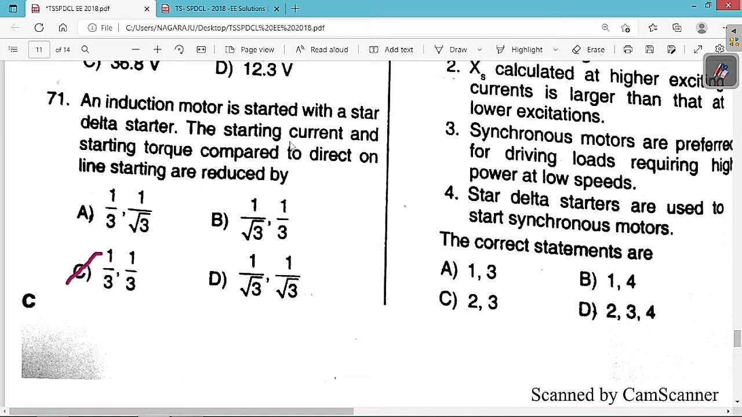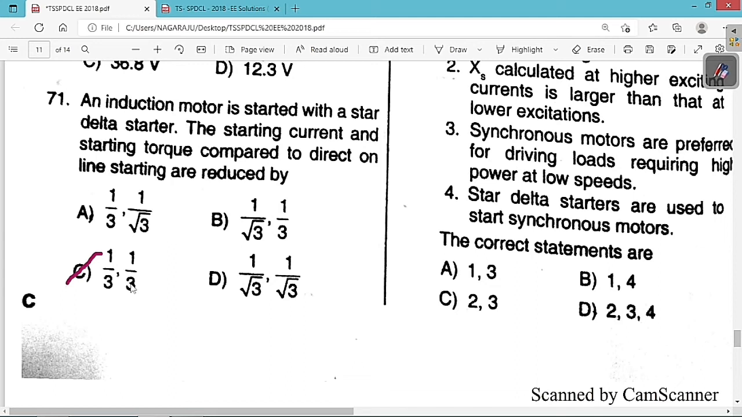So the starting current in star connection is always equal to 1 by 3 times the starting current of delta connection or DOL. Similarly, the starting torque in a star connection is always equal to 1 by 3 times the starting torque of a delta connection. So this is what you are going to get, which is 1 by 3 and 1 by 3. So both are going to reduce by a factor of 1 by 3. Basically DOL is also called direct online. We are going to connect in a delta fashion.